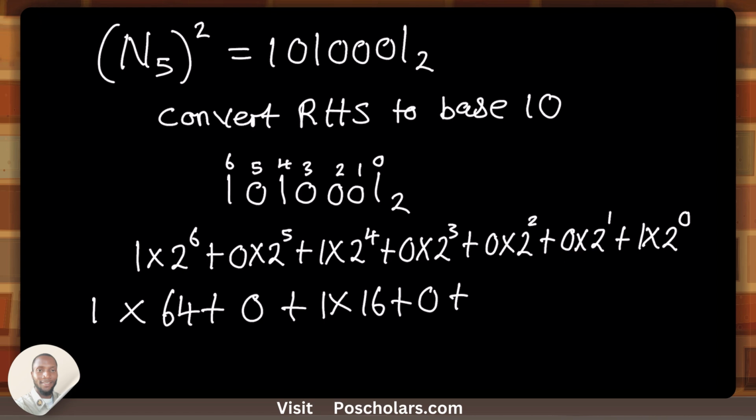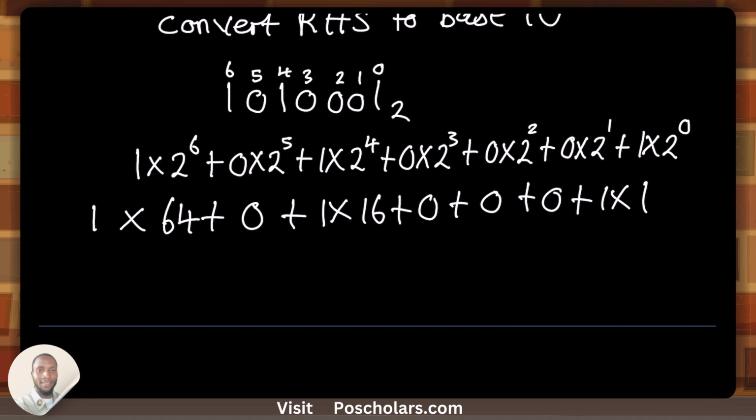So let's just write it straight away. Plus 0 plus 0. Then plus 2 raised to power 0 gives you 1. So we have 1 times 2 raised to power 0, which is 1. Now we continue by saying 1 times 64 gives 64, right? Plus 1 times 16 gives 16, and we ignore the zero terms, then plus 1 times 1 gives you 1. Now, when you sum up 64 plus 16 plus 1, you have 81, right?